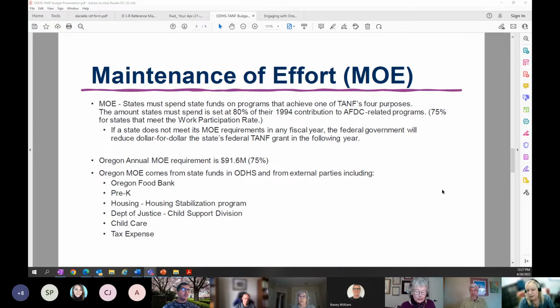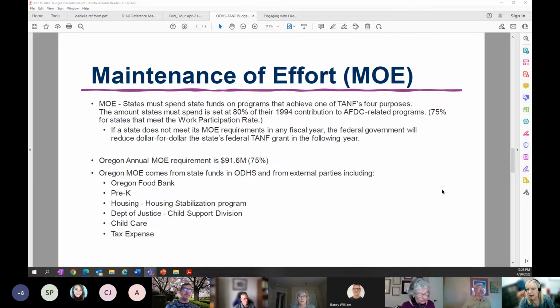In Oregon, our 75% level is 91.6 million each year that we have to spend in state funding in order to maintain that level. And the majority of that actually does come from the state general fund that we spend in ODHS, in those same program areas, mainly self-sufficiency, some of our central and shared areas.